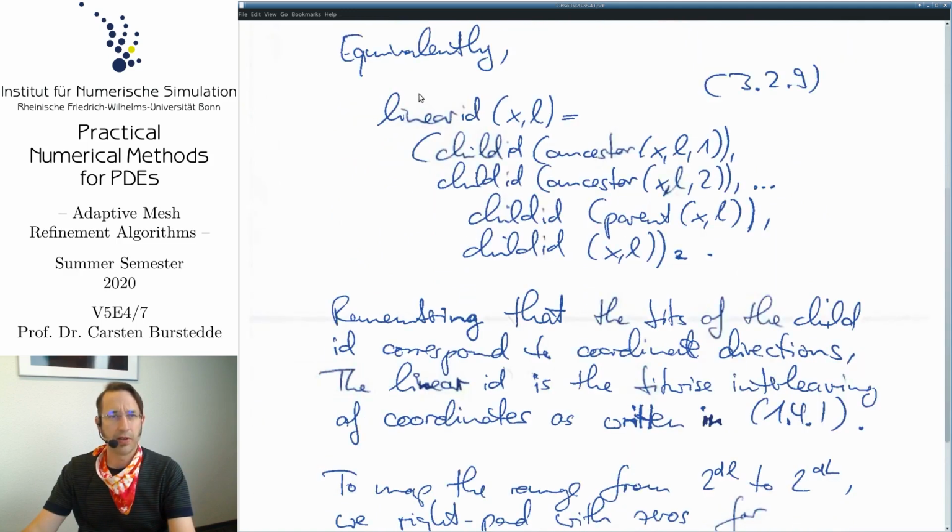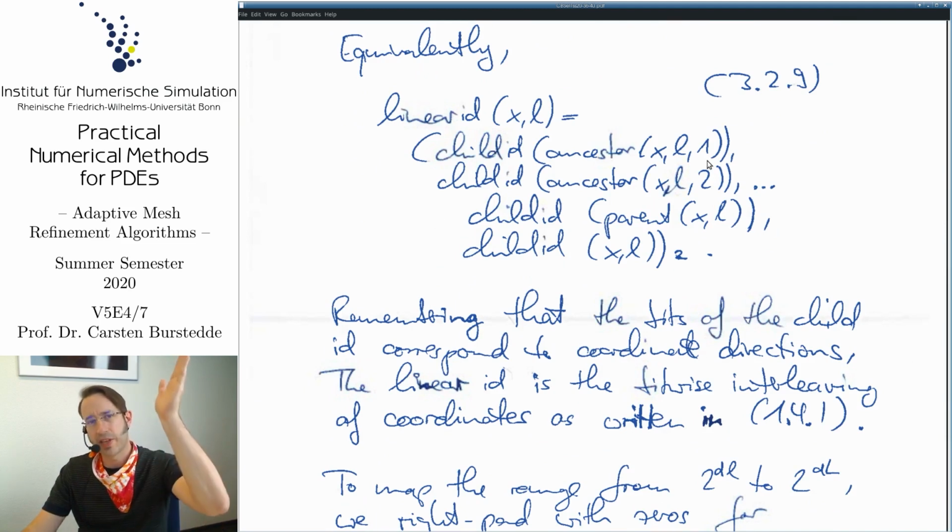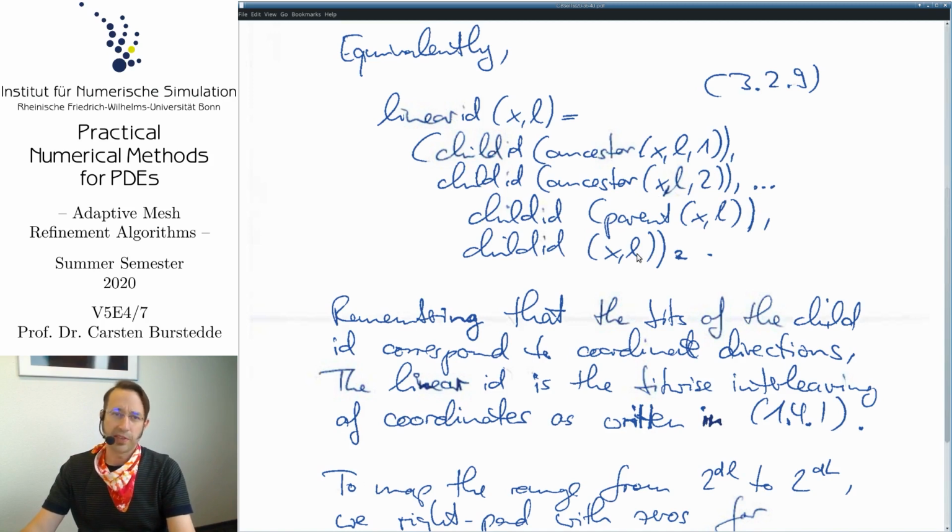So let me write this down again. Equivalently, we can of course just explicitly spell out the child IDs. Importantly, we begin with the first element below the root, up the branch from XL, the second element below the root, and so on. The ancestor of the same level is the element itself. The ancestor one level higher is the parent, otherwise we just call ancestor generic.